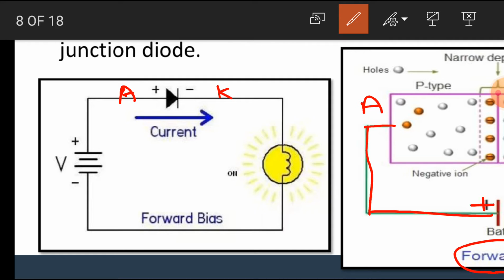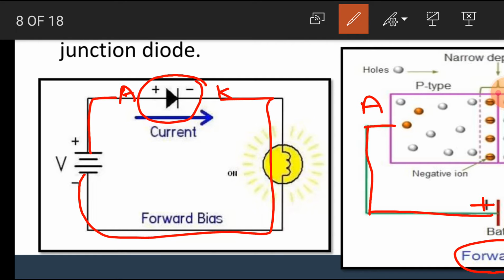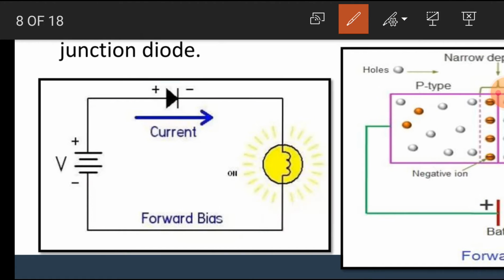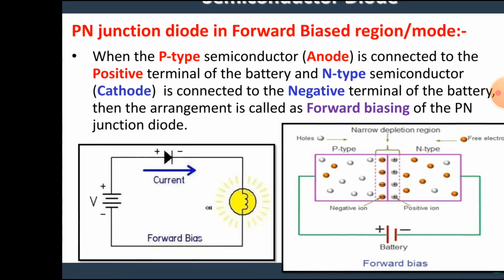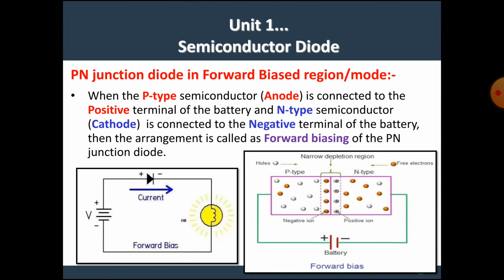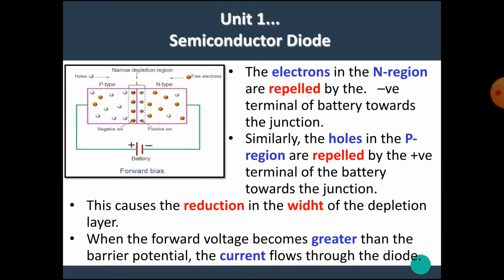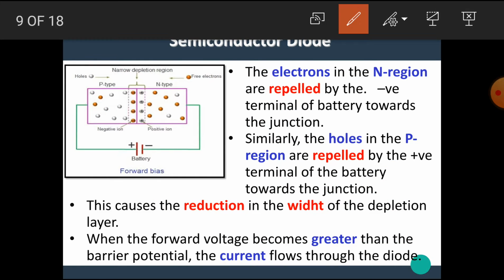Here the anode is connected with the positive terminal and the cathode is connected to the negative terminal. That means this diode is in forward biased mode. I hope you all understand the connections of the forward bias mode. Now let's see what happens in forward bias mode.